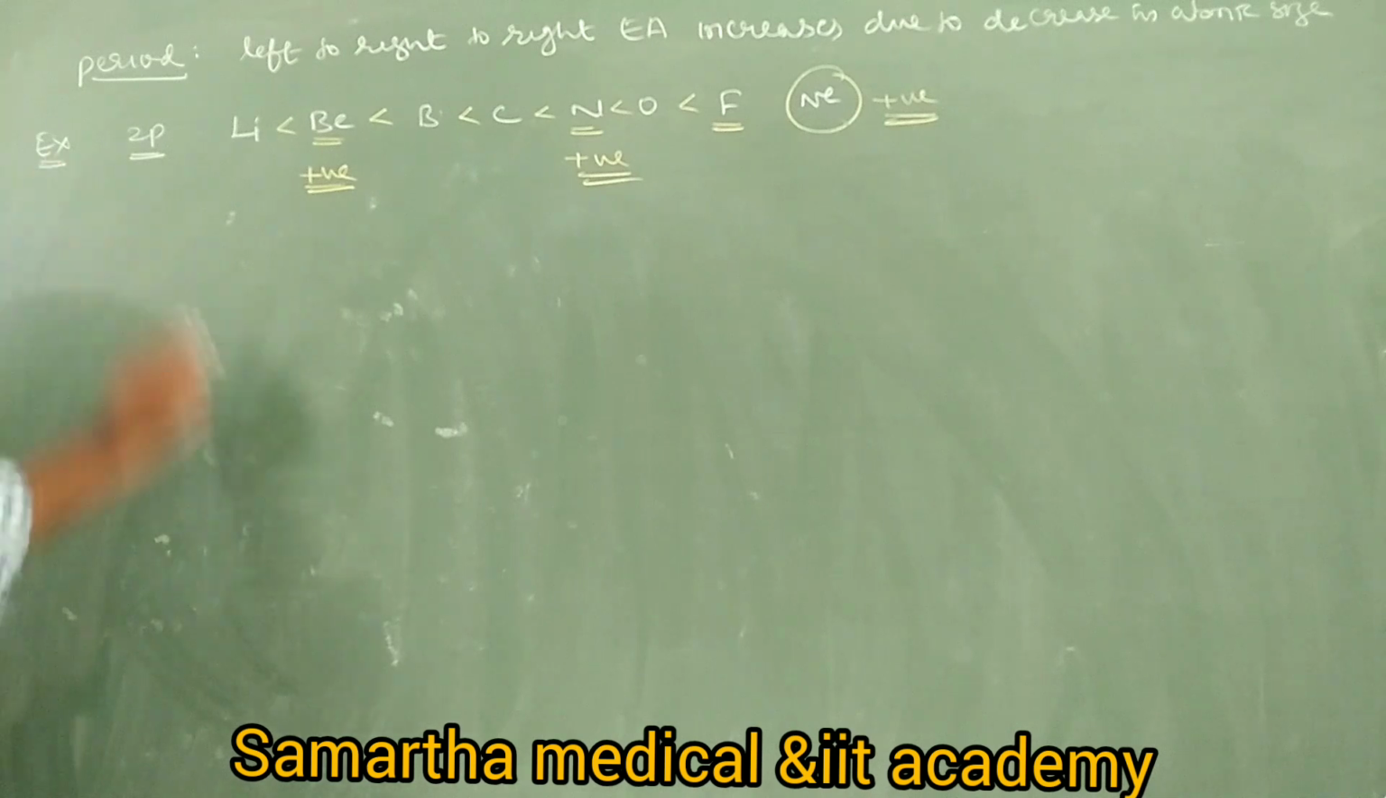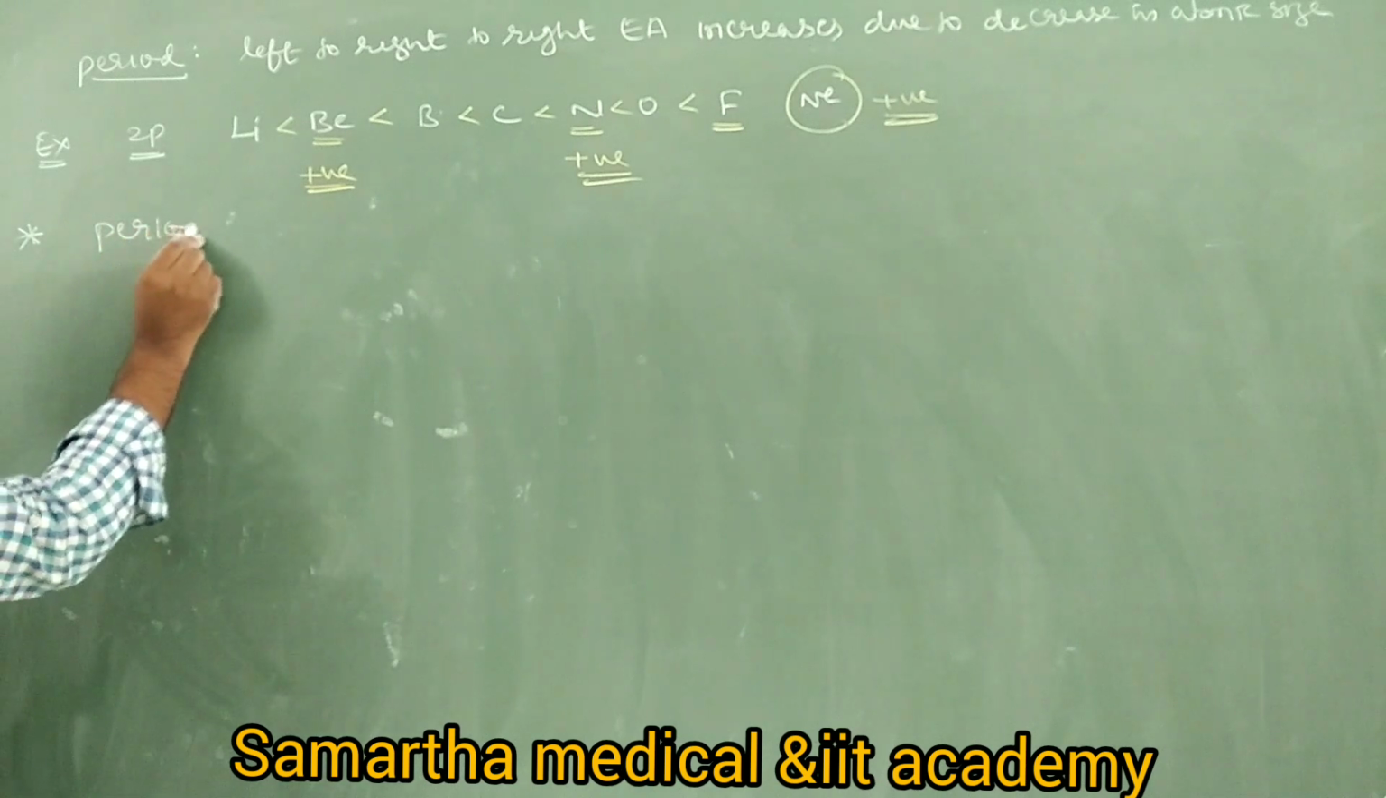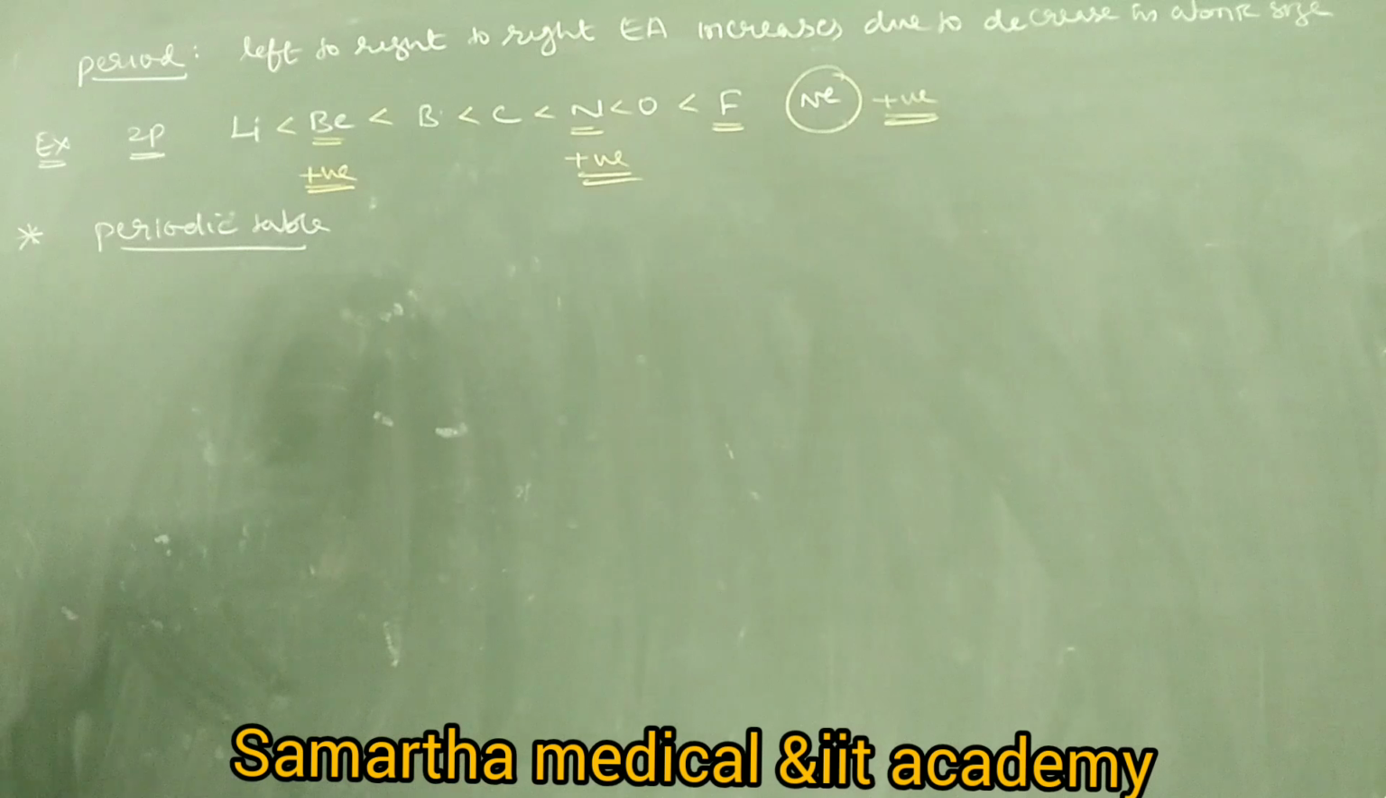It is in period. Now next, tell me, in the periodic table, which group elements have maximum electron gain enthalpy and which group elements have minimum electron gain enthalpy? Tell me. In the periodic table, the 17th group elements are fluorine, chlorine, bromine, iodine. So the 17th group elements have the highest electron gain enthalpy.